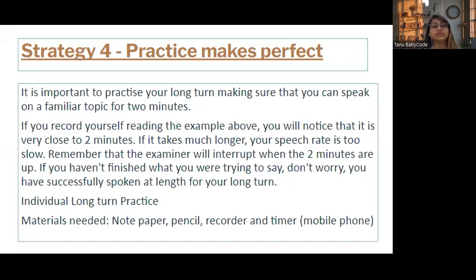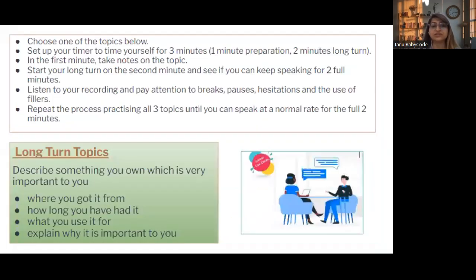Or else, what you can do is record yourself, notice your example, make it for 2 minutes, listen to it again and again, take your notes with pen and paper, record it in time, and then practice. Set up your timer for 3 minutes: 1 minute for the preparation, 2 minutes to speak. Record it, and pay attention to your breaks, pauses, hesitation, and use of fillers.